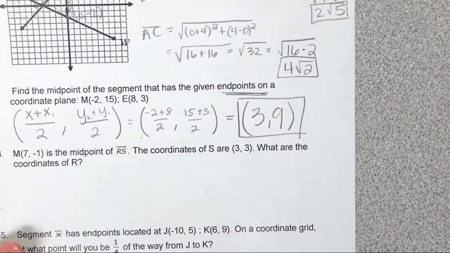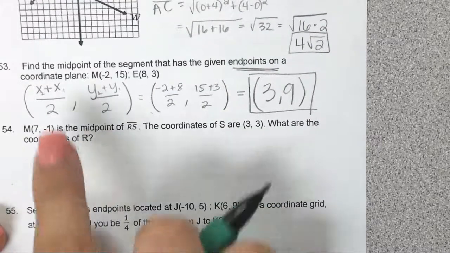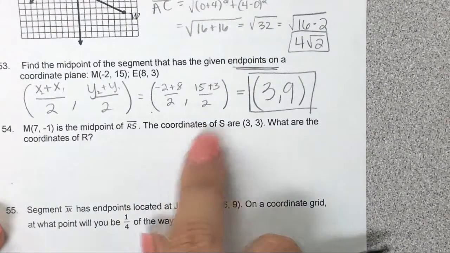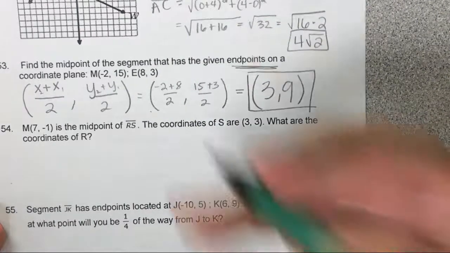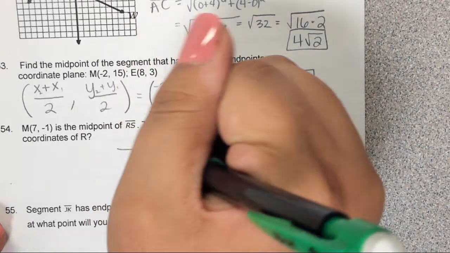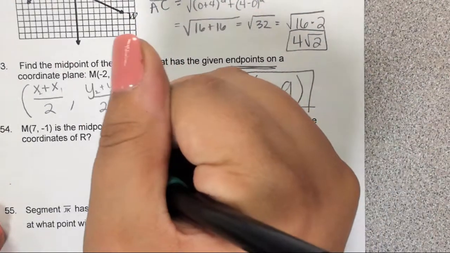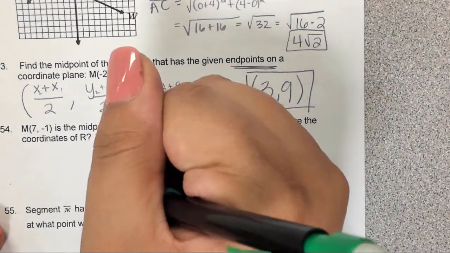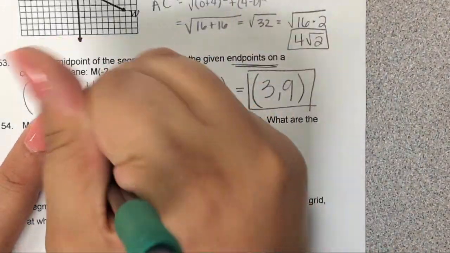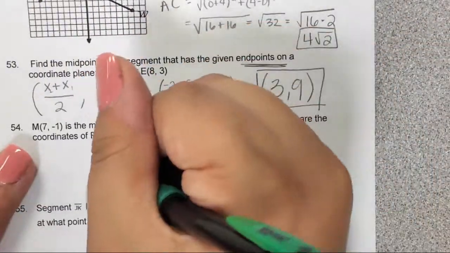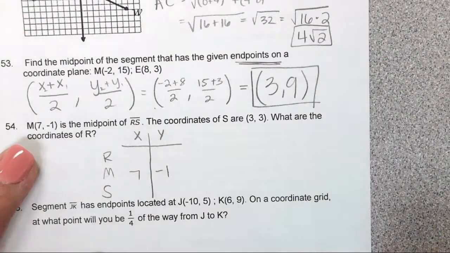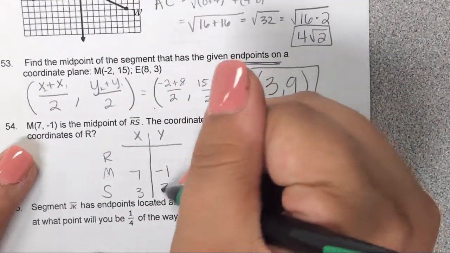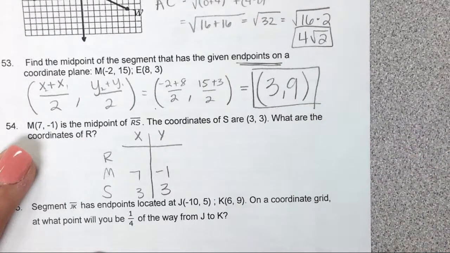Alright, here's where we mess up all the time. I'm giving you the midpoint and S. I want you to find R. What did I say to do? Make a table. I have R, S, and I have the midpoint, so I'm going to name it M. My M is at 7, negative 1. S is at 3, 3. How am I going to find R?